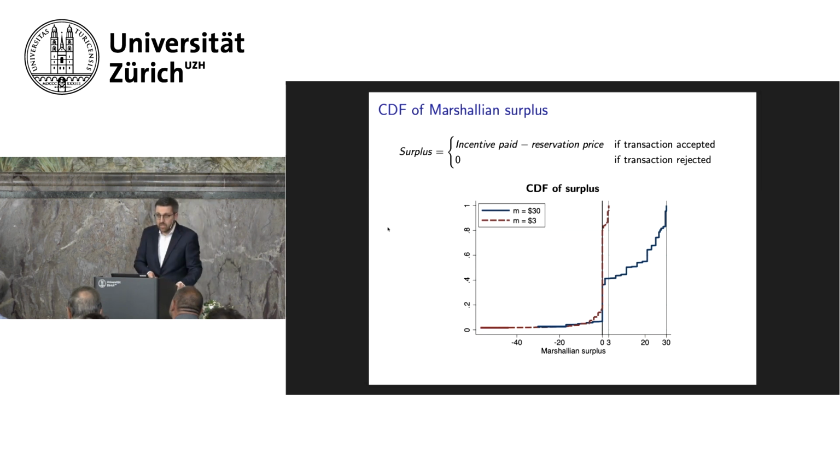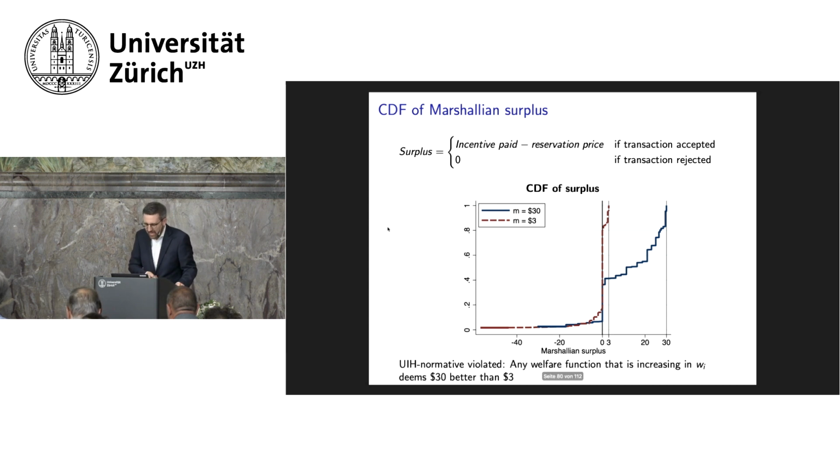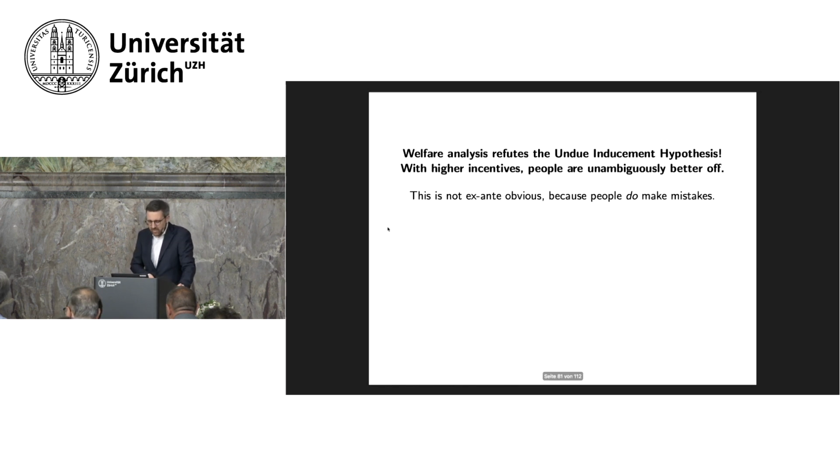It's not the case that higher incentives lead to more mistaken decisions, even though we've seen that information biasing that I've shown you before. What that means, if you're a theorist, is that regardless of what type of welfare function you want to apply to these decisions, higher incentives are better. So we've shown that using empirical data about the quality of people's choices, the undue inducement hypothesis just is not correct. This is not ex ante obvious, as some theorists sometimes say.